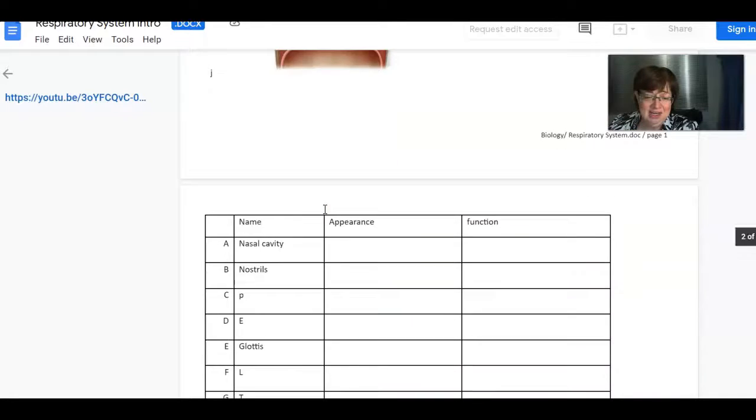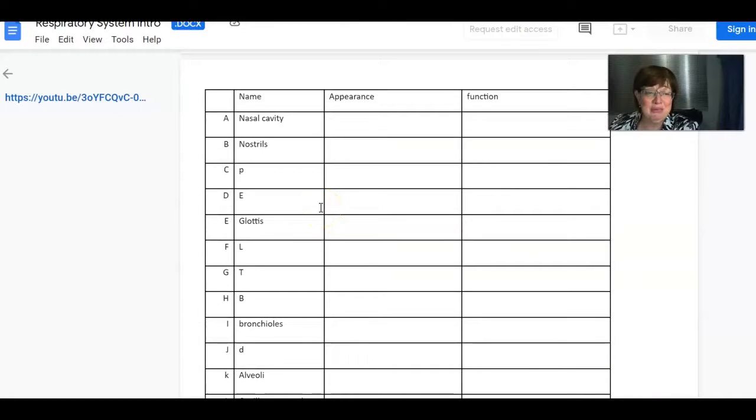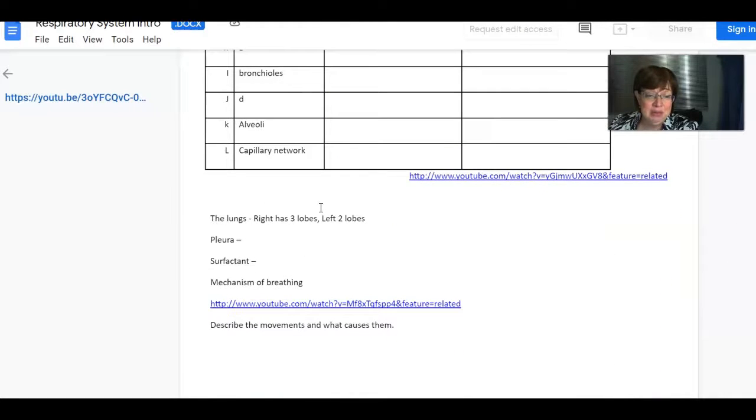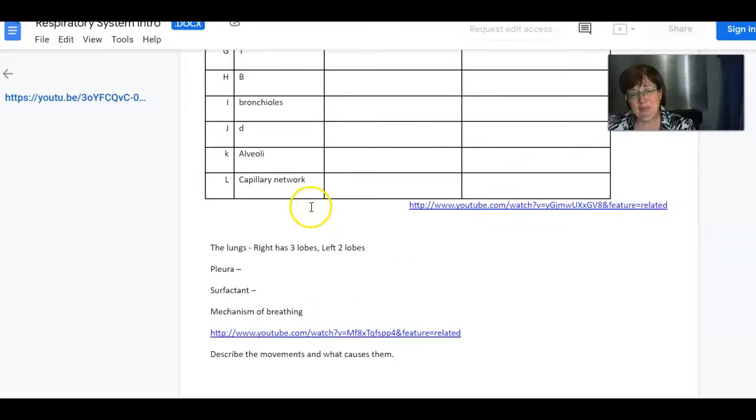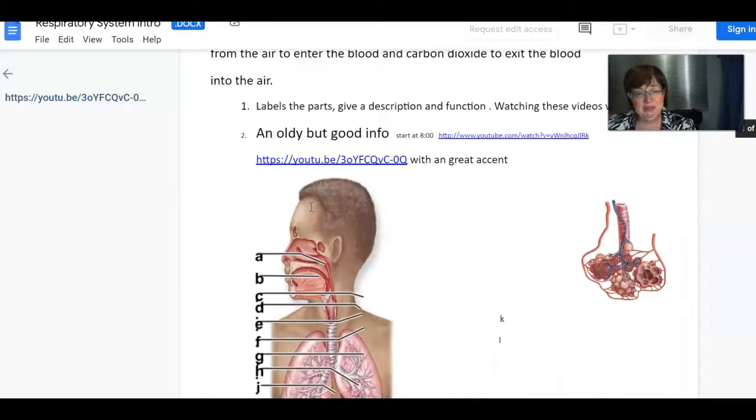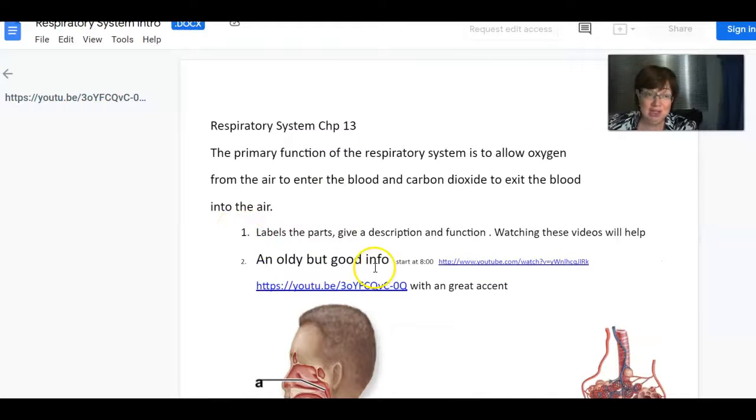And then again, a nice basic summary table to summarize the parts, and then look at the mechanism of breathing. If you don't completely get the mechanism of breathing, that's fine. And I put some videos here for you to look at for the information. So it's going to take you about 20 minutes to half an hour. So please do that and have it prepared for when you come to class.